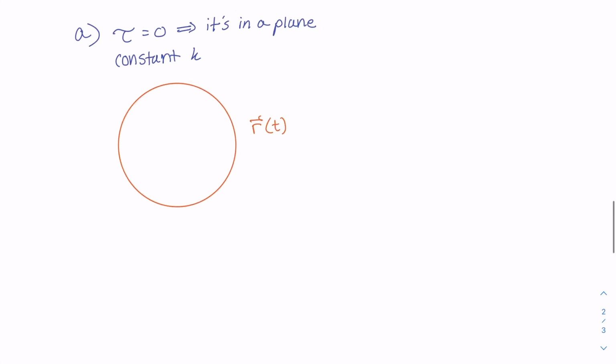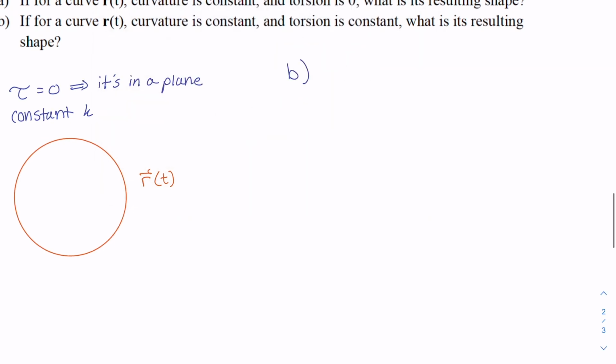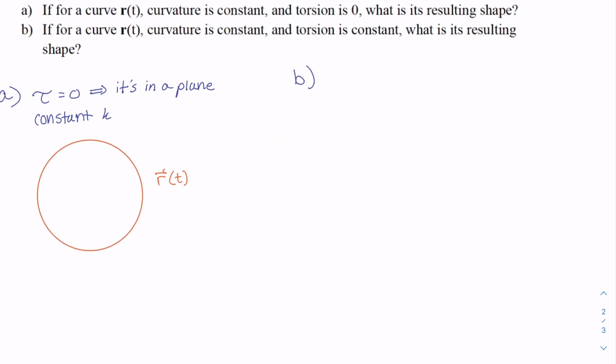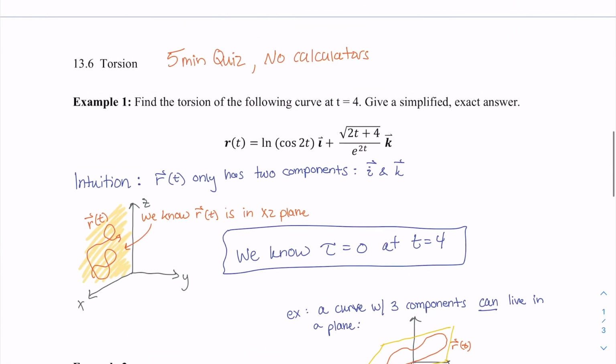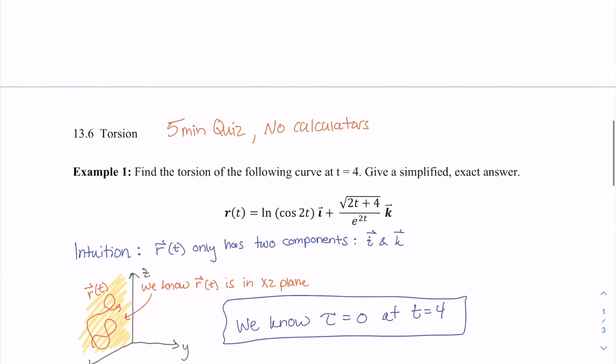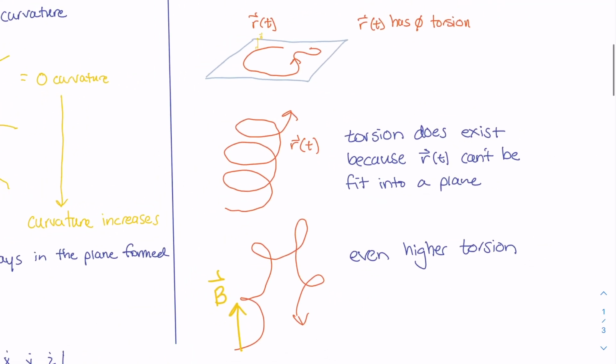Now let's look at part B. Part B is for a curve r of t, curvature is constant and torsion is constant. What is the resulting shape? So now we have constant torsion. So it's always, quote unquote, deviating out of a plane at a constant rate. So what does that shape look like? Well, it kind of looks like we're always coming out of a plane at a constant rate, and curvature is constant, so we're always turning at the same amount.